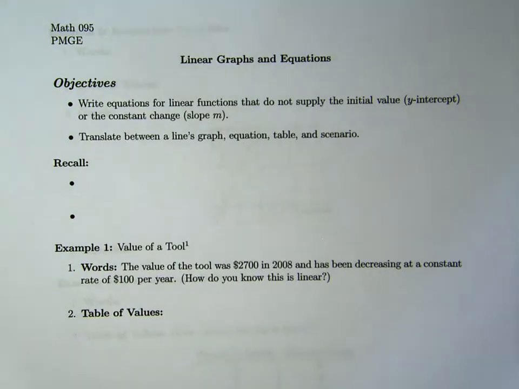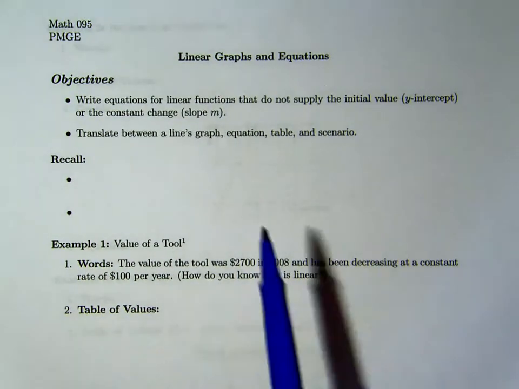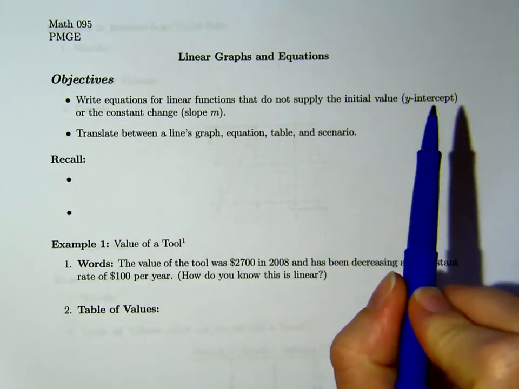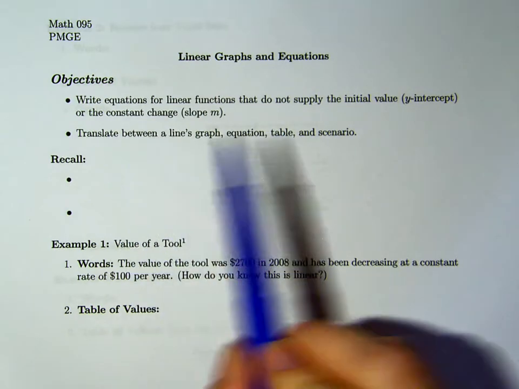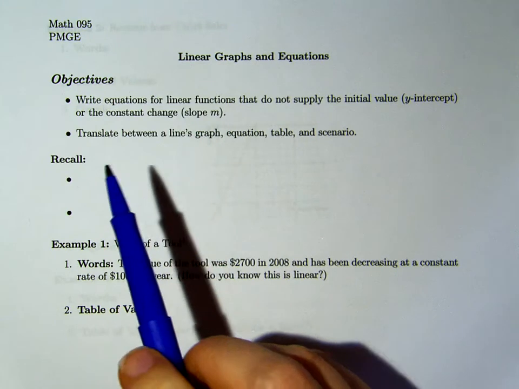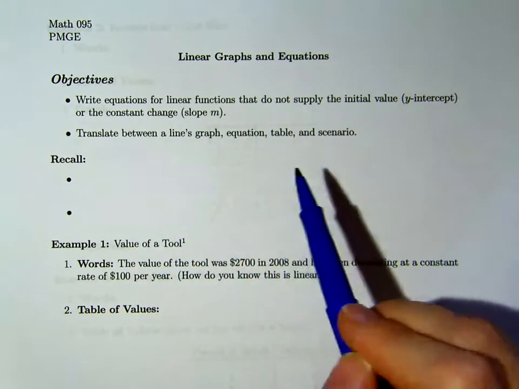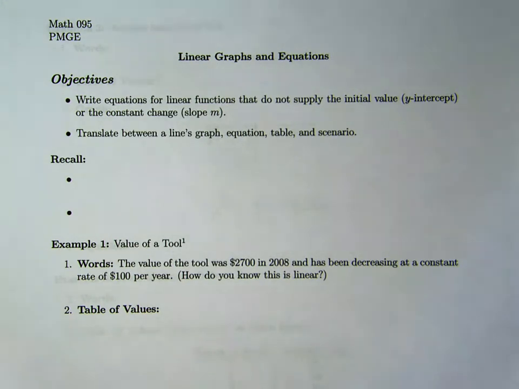This comes from section 3.8 of your textbook, linear graphs and equations. So we're going to write equations for linear functions that don't necessarily supply an initial value or the constant rate of change. And then we're going to translate between graphs, equations, tables, and scenarios.